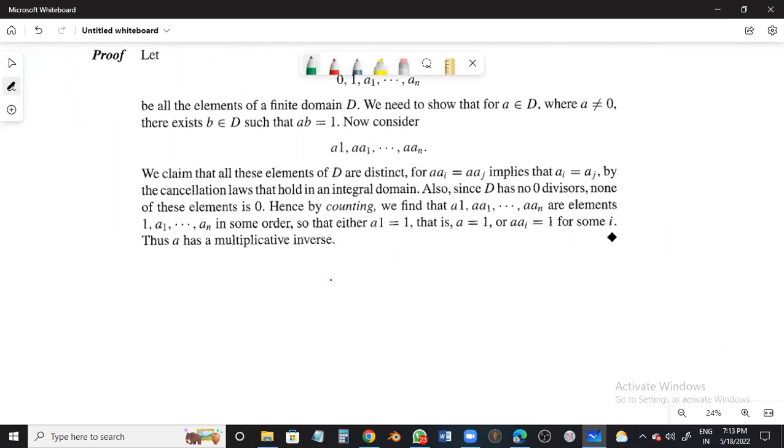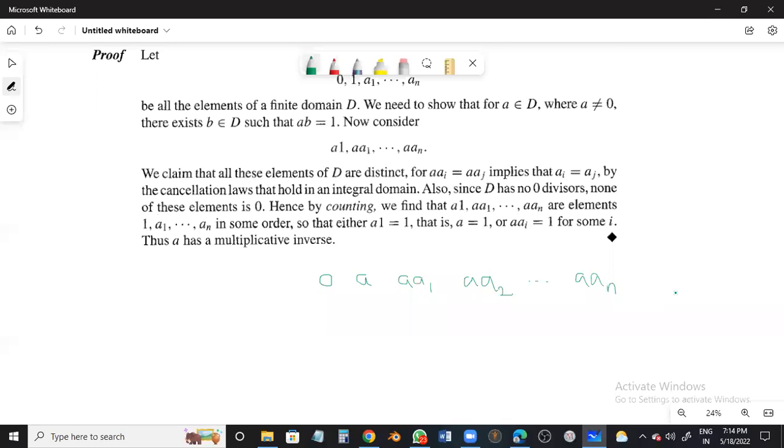So what will happen? I multiply 0 by a, it is 0. 1 by a, I get a itself. Then I multiply a1 by a, I get aa1. I multiply the next entry by a, so I get aa2, and so on, up to aan.